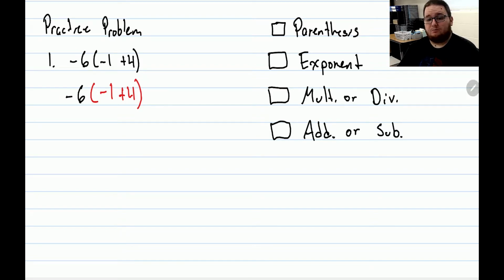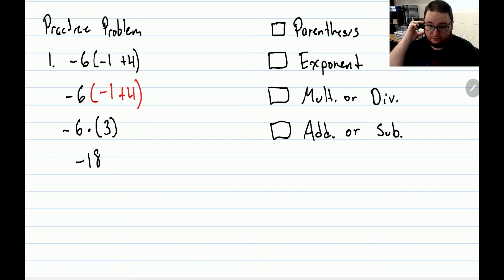So we have -1 plus 4. -1 plus 4 gives us a +3. So we have -6 multiplied by a +3. And what is -6 multiplied by 3? Well, your answer should be -18.